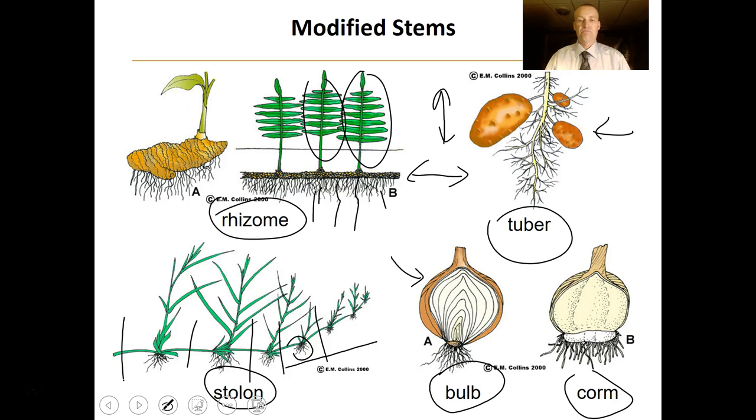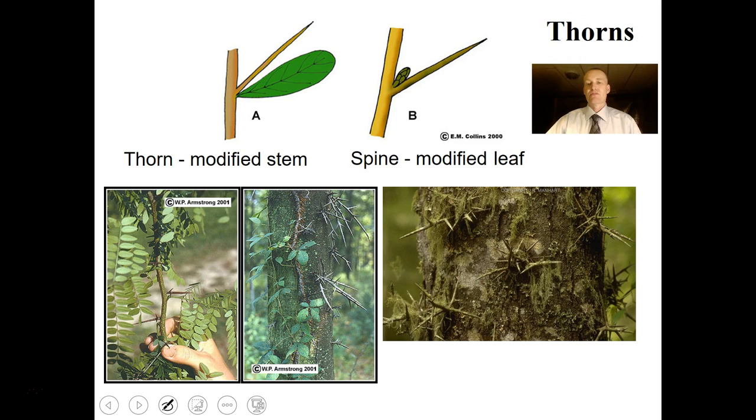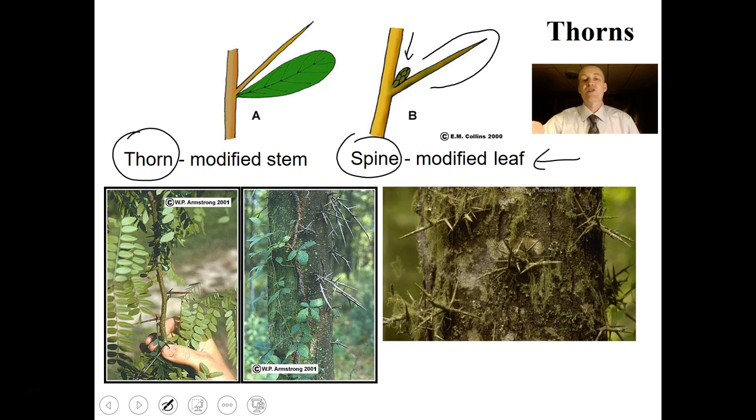Thorns are modified stems. I don't know if you ever thought about what a thorn was, but a thorn is a modified stem. A spine, on the other hand, is a modified leaf. So if you see this thing right here, it has an axillary bud coming off. That's actually a modified leaf, because that axillary bud shows us that this is a modified leaf. Here, this is just coming out of the stem, therefore it's a thorn and it's a modified stem structure.